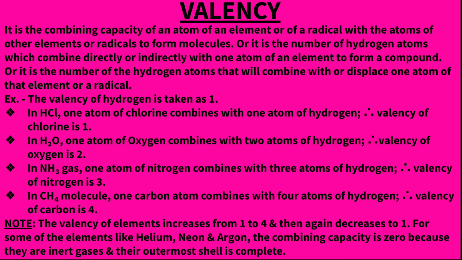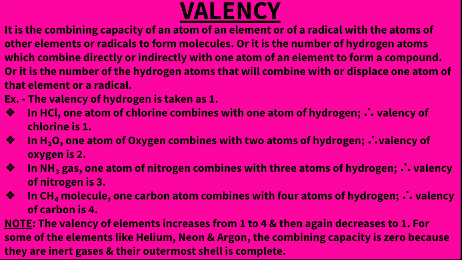Then we come to valency. What is valency? It is the combining capacity of an atom of an element or of a radical with the atoms of other elements or radicals to form molecules. Atoms cannot stay alone. They need to combine with one more atom or a radical to form a molecule, to stay independent. So how many atoms or radicals will combine with one atom of an element to form the molecule, that is known as valency.